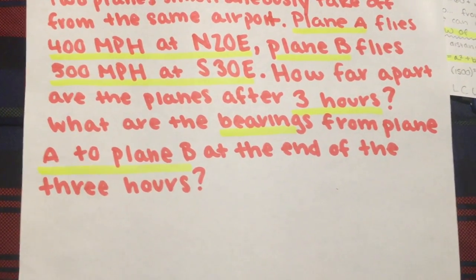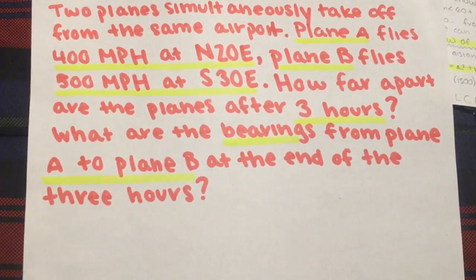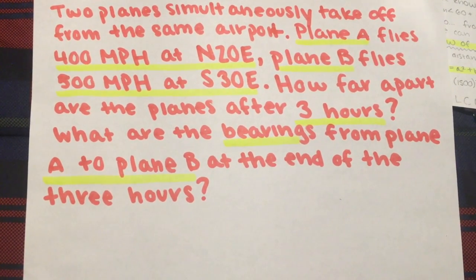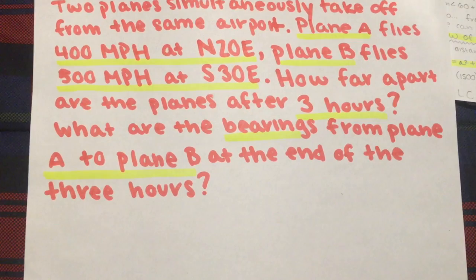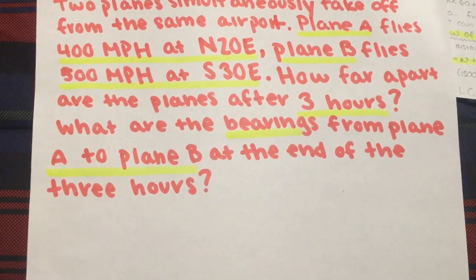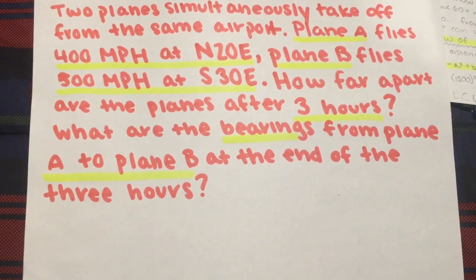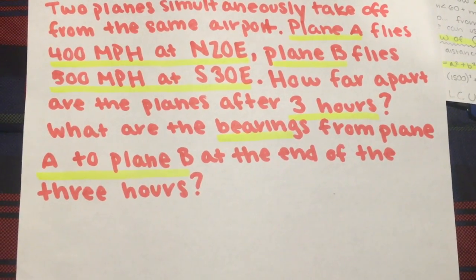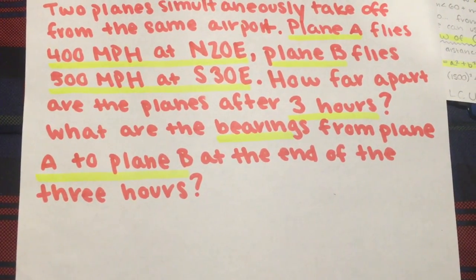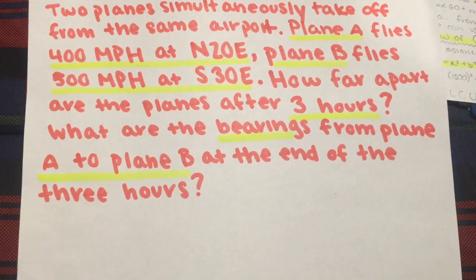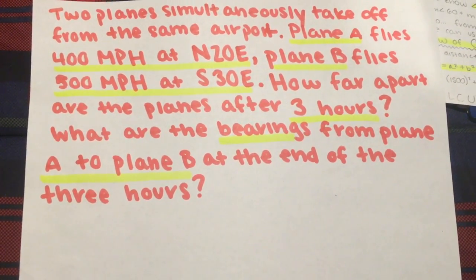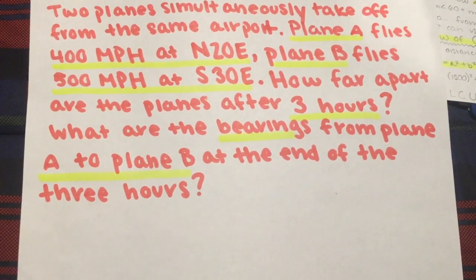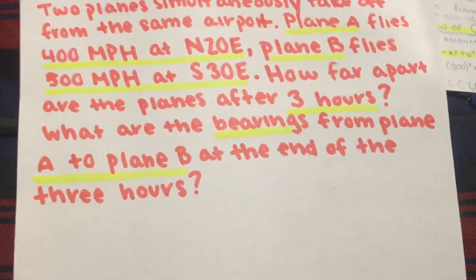Hey everyone, so today I'm going to be helping you to solve a bearings problem. The problem that we're going to be solving is: two planes simultaneously take off from the same airport. Plane A flies 400 miles per hour at north 20 degrees east. Plane B flies 500 miles per hour at south 30 degrees east. How far apart are the planes after 3 hours? What are the bearings from plane A to plane B at the end of the 3 hours?